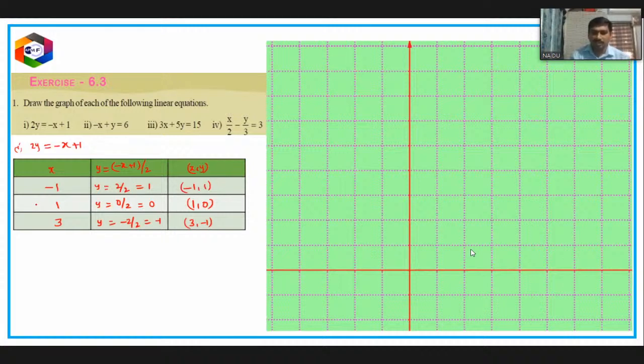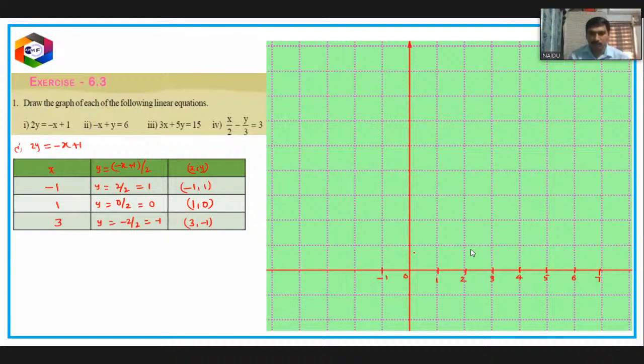Let us try to write on the graph sheet. First I'm going to write on the graph sheet. This point is 1, this is 2, this is 3, this is 4, 5, 6, 7. Here this is the origin, 0. This becomes minus 1, minus 2, minus 3, minus 4.